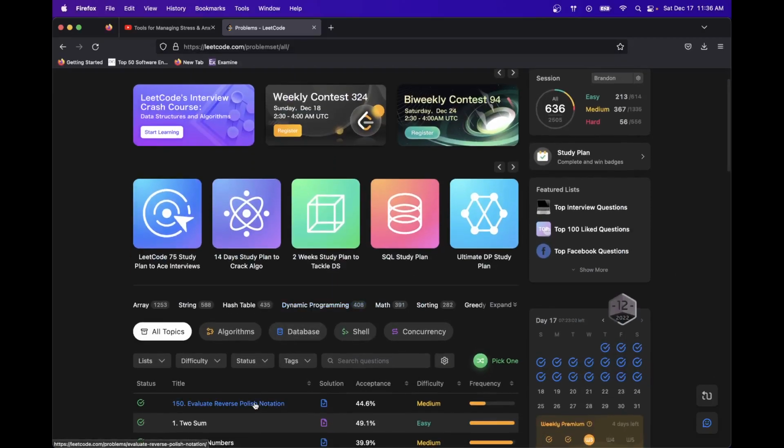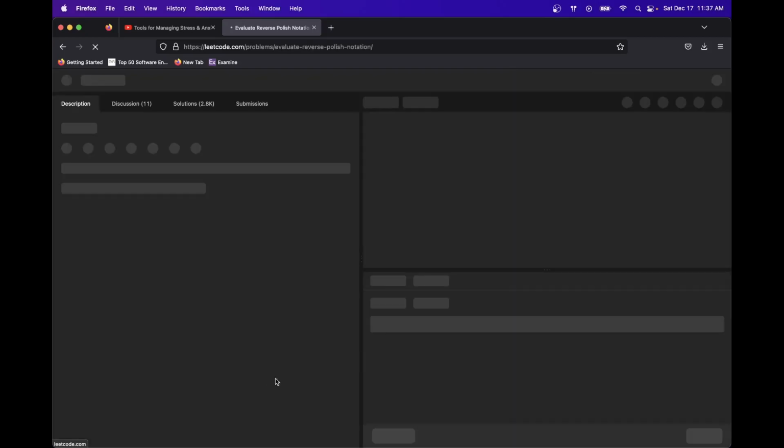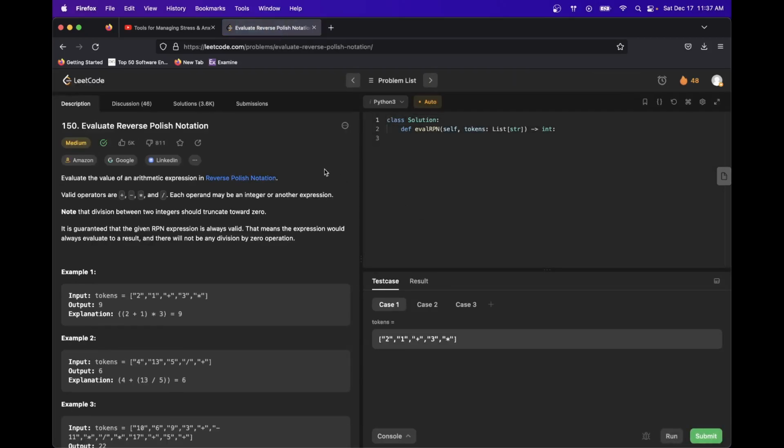So the daily problem today is evaluate reverse Polish notation, which is like a calculator problem, but with a specific notation. The idea is we have this equation and we have to give the integer solution rounding towards 0, and we never have to worry about dividing by 0 or anything. So here we have 2, 1 plus 3 times.